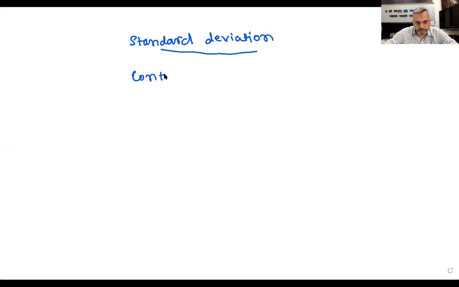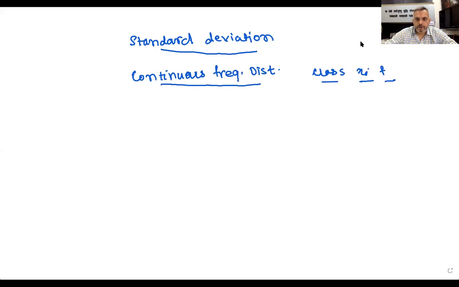So today we will be doing standard deviation for a continuous frequency distribution. First let's write the formula for continuous frequency distribution. Now it is a continuous frequency distribution, so you will be having class and your frequency, so you have to find the mid value. This is what you have to do to begin with.